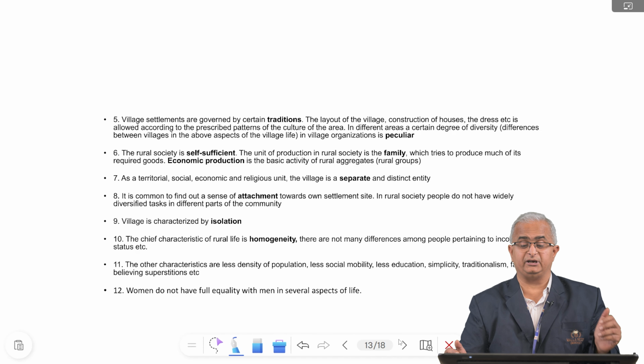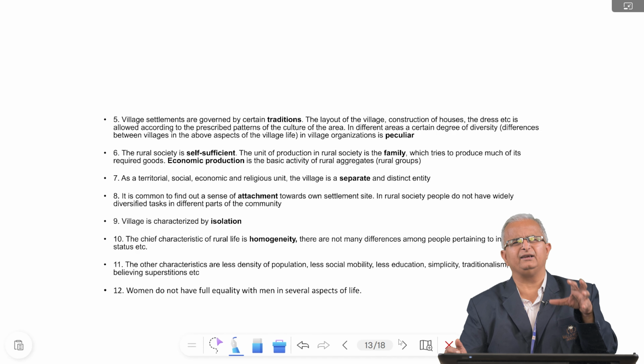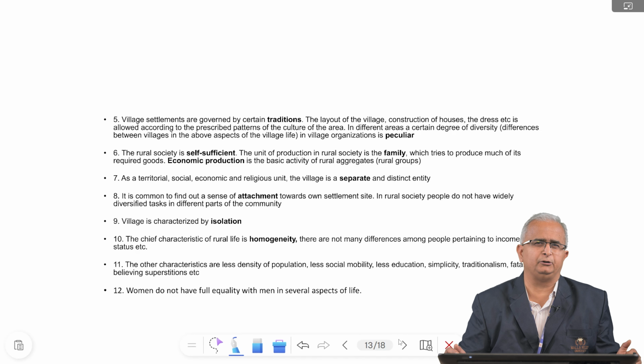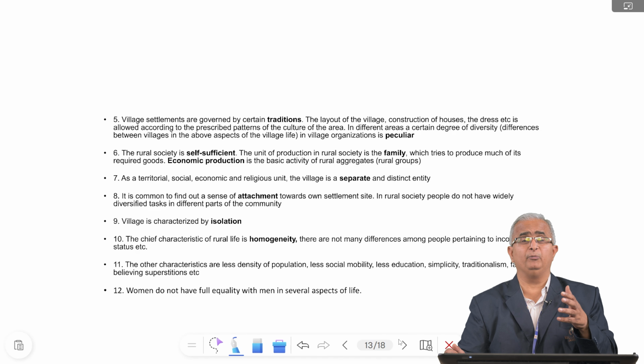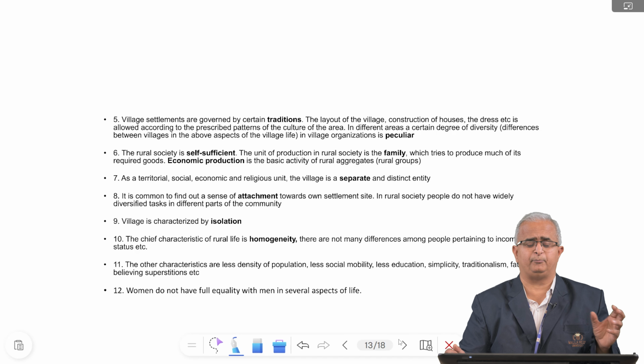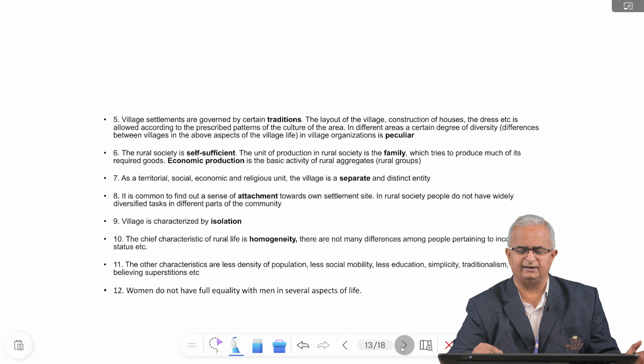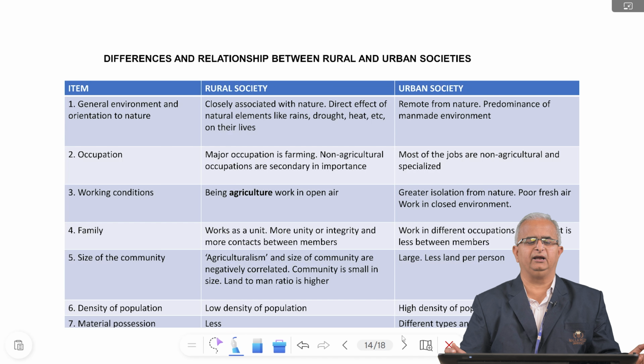They believe in superstitions, and all these things come through the less education that happens in the villages. And one more thing, the women were not given equal priority in the villages. That equality, women empowerment, still was not there in the villages. Slowly it is changing, but it is not there in the villages.